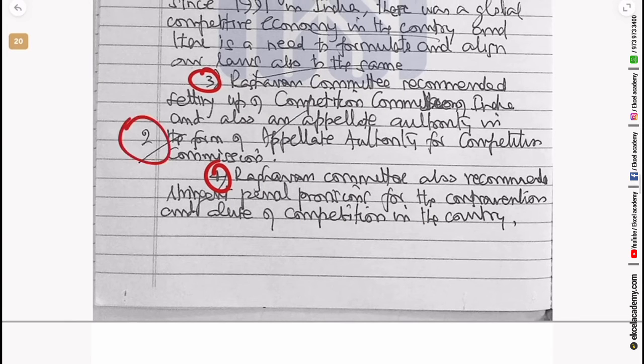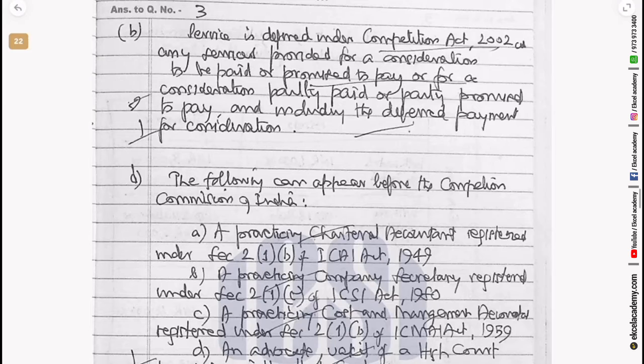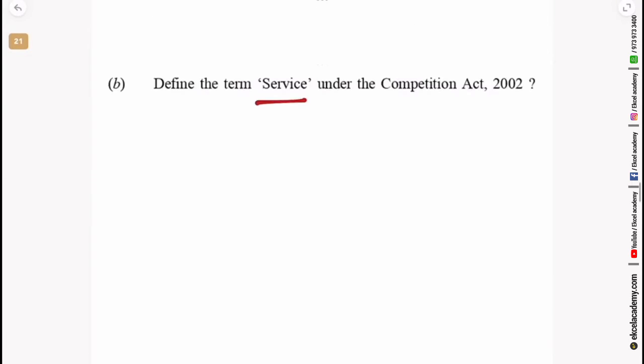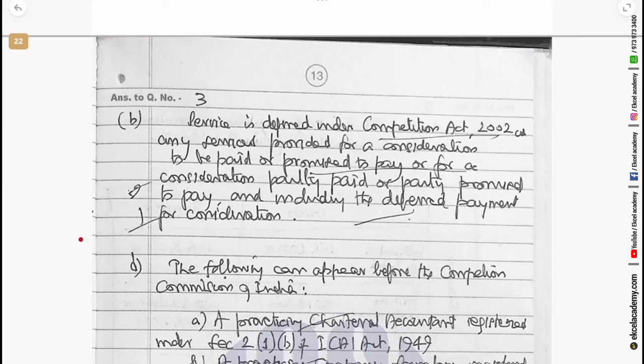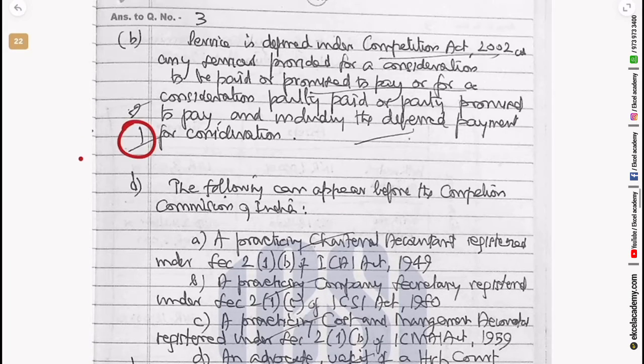So 2 marks have been awarded. Then service. What is service? So the complete answer is not just very short, it has been given. So that is why 1 has been awarded.